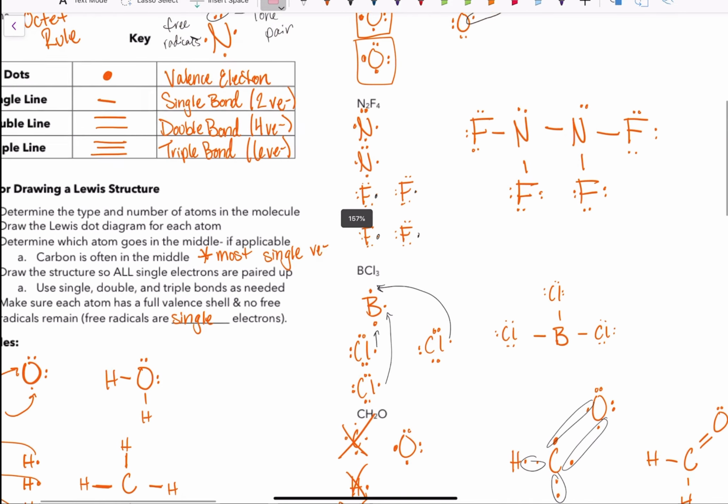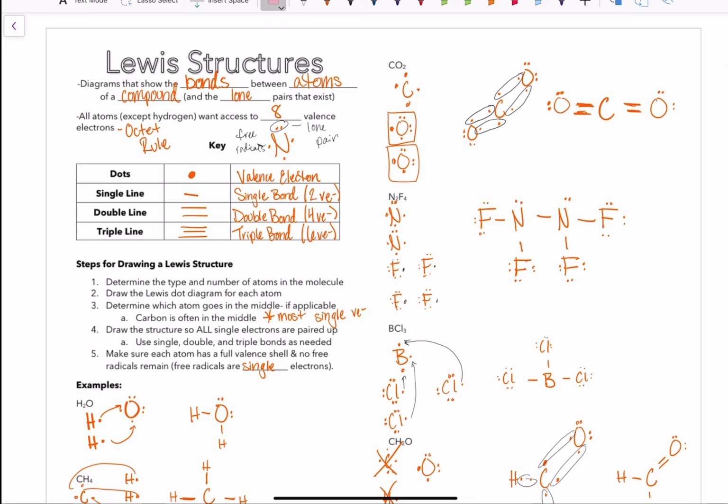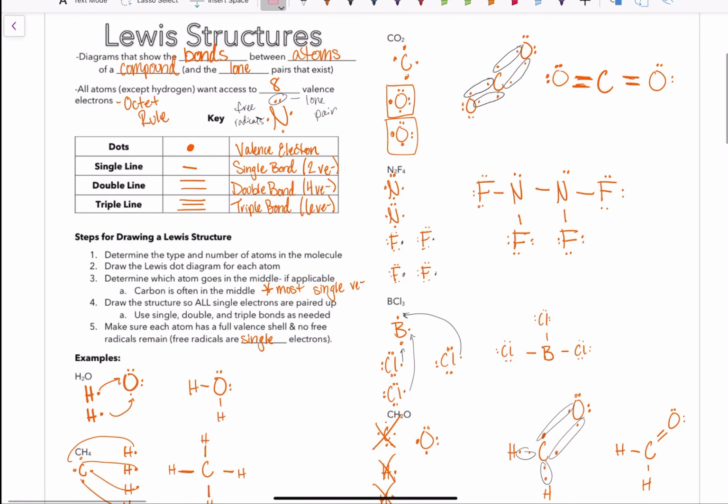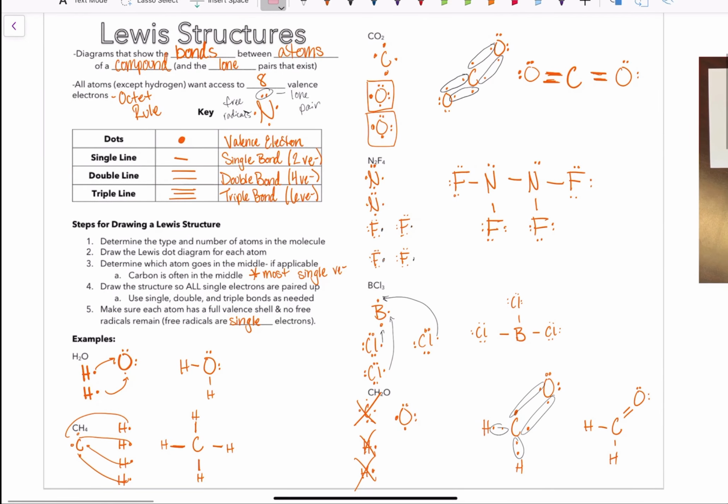All right, let's do a recap of Lewis structures. So Lewis structures, we're just looking at a diagram that shows the bonds between atoms of a compound, and we're looking at lone pairs as well. And when we're drawing these, we gotta make sure they follow the octet rule. You now know those symbols and what they mean. In terms of the steps for drawing them, we started off with just how many of each atom we have. We drew the Lewis dot diagram for each. Most single dots goes in the center, and we pair them up, draw single, double, or triple bonds as needed, and then make sure there are no free radicals remaining. All right, that is it for Lewis structures.